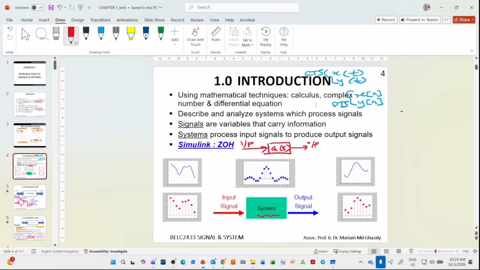So let's look at why you need to learn signal system. Basically, the introduction about signal system is that it's all using mathematical technique. You are going to use calculus, complex numbers, differential equation. And a signal or a system can only be described or analyzed using these, for example, if you look here, to describe and analyze a system which processes signal.